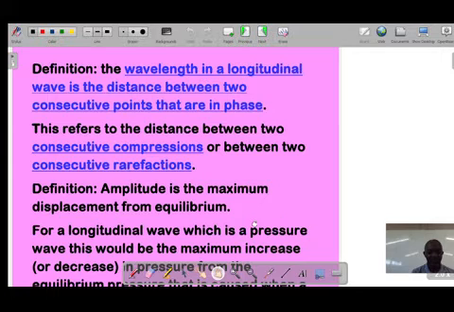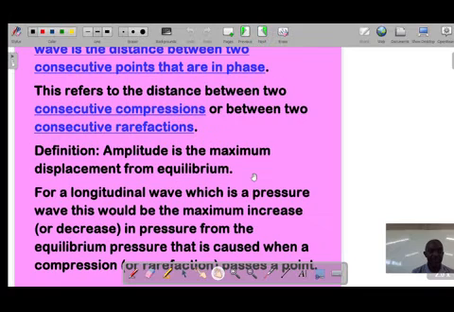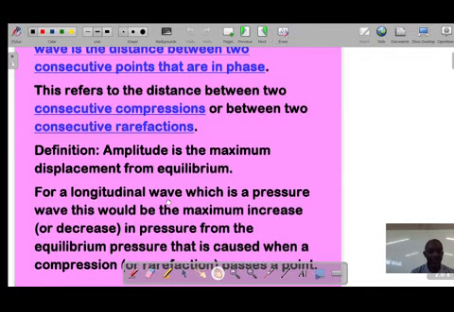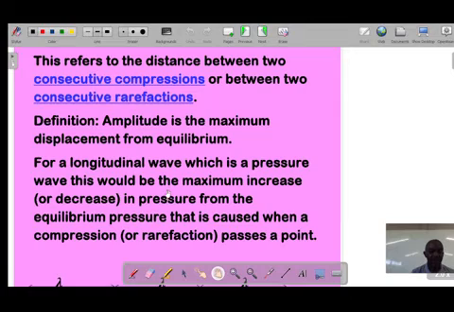Let us proceed. Another one here is called amplitude. Amplitude is the maximum displacement from equilibrium. For a longitudinal wave, which is a pressure wave, this would be the maximum increase or decrease in pressure from the equilibrium pressure that is caused when a compression or a rarefaction passes a point.